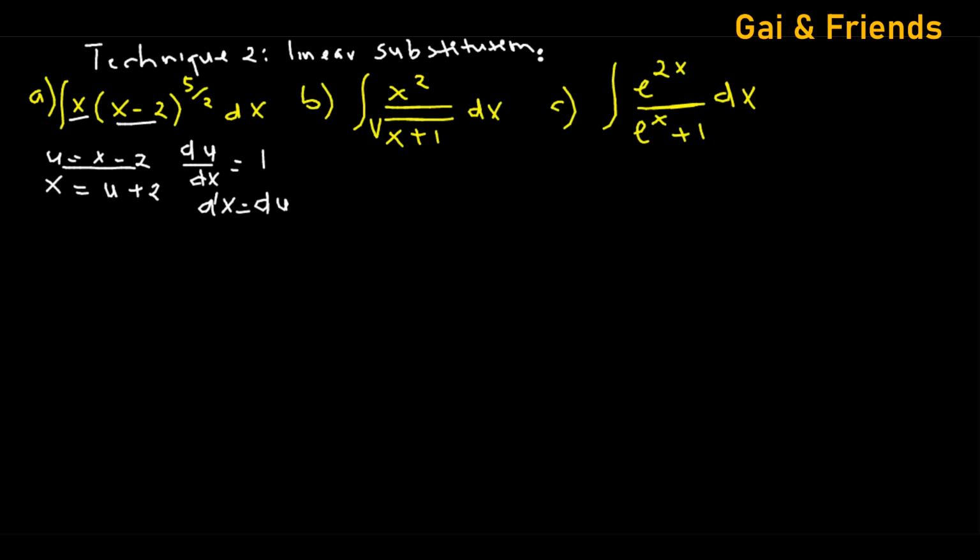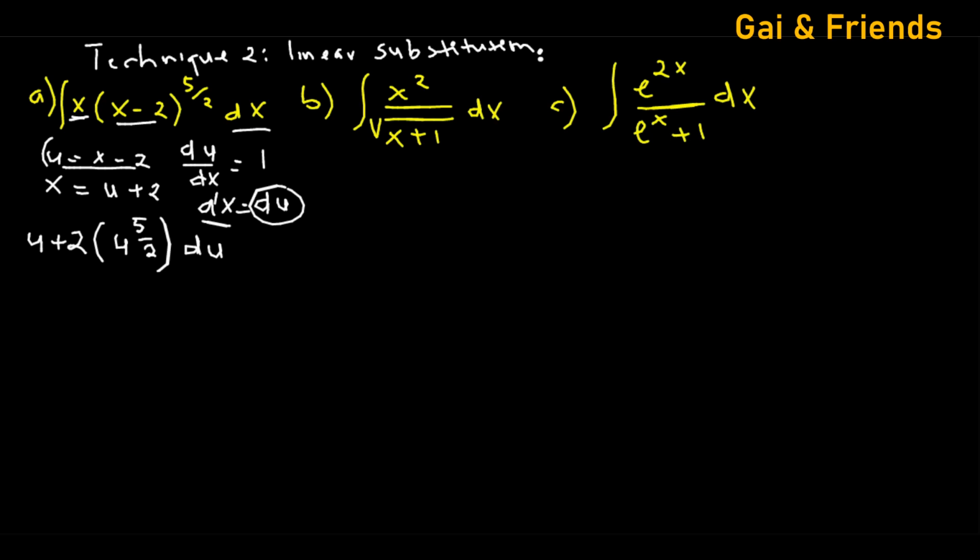So now what you need to do here is to put all this into your initial function. If x is u plus 2, then it's going to be u plus 2 outside the bracket, because we have put u plus 2 in the position of x. And then x minus 2 is now u, so you're going to put u here, raised to power 5 over 2. And recognize that our dx is now du, so we're going to say du.